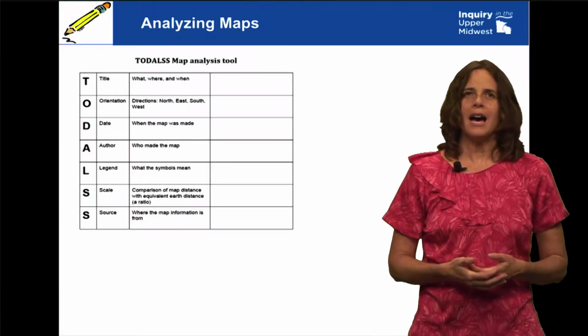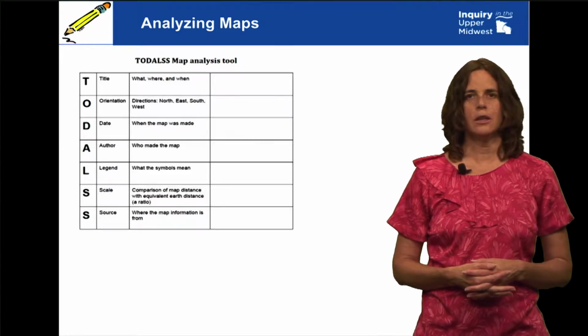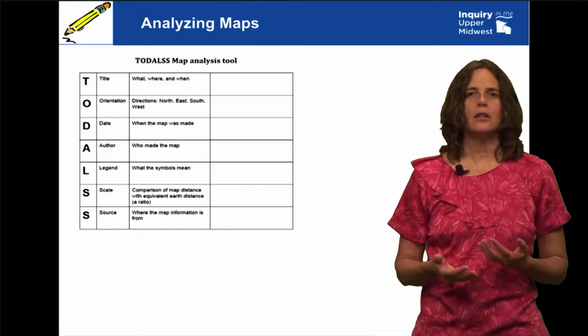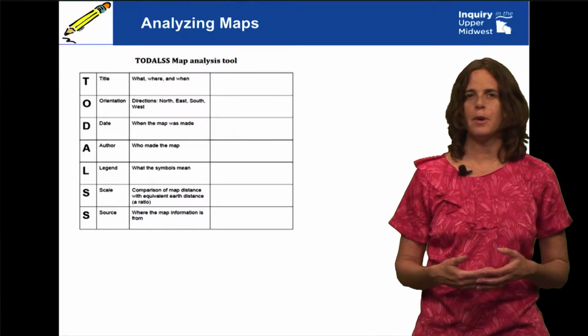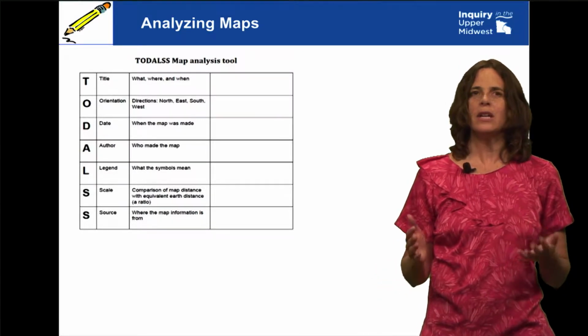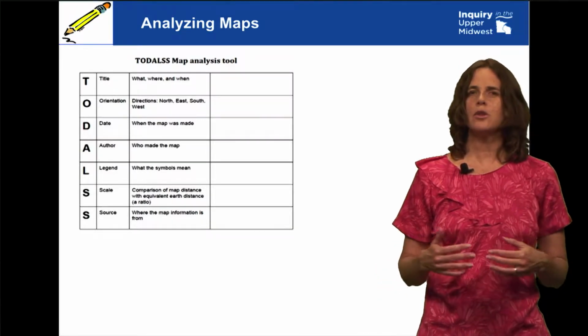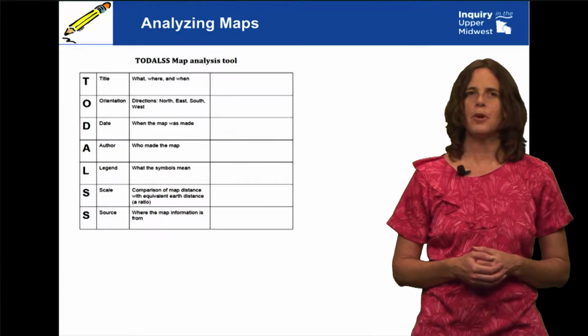So we have a map analysis tool, and there are two parts to the map analysis tool. The first part is called TOTALS, and these are the parts of the map. Finding the parts of a map really helps you to read the map and get the context. Once we walk through the TOTALS, then we'll do some higher order thinking, and there are two additional questions underneath about perspective.